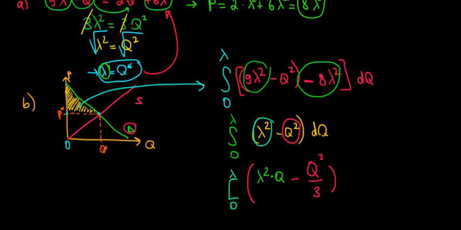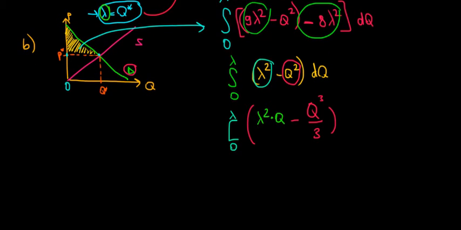Now with this in mind, we can start substituting. So we can substitute the lambda into this result. The lambda goes into Q. Q is our variable of interest. So we will have lambda square times lambda, and then minus lambda to the power of 3 over 3, lambda cubed over 3.